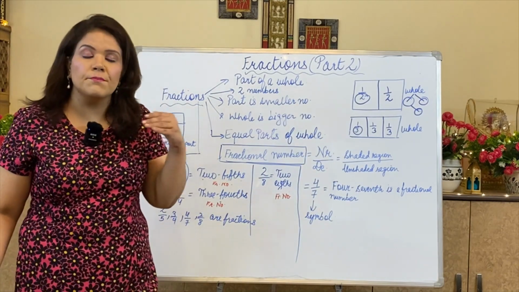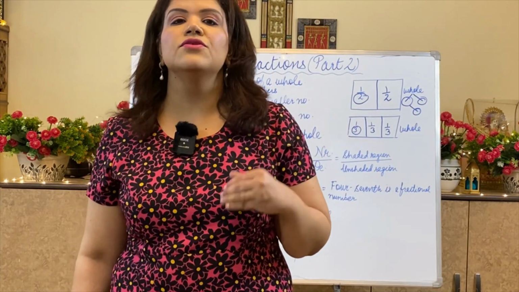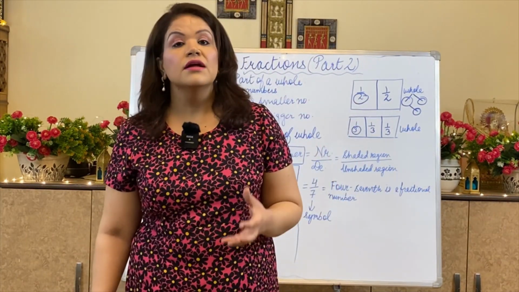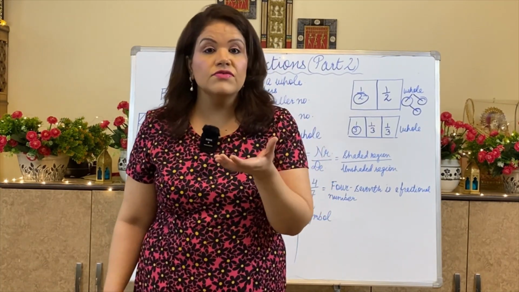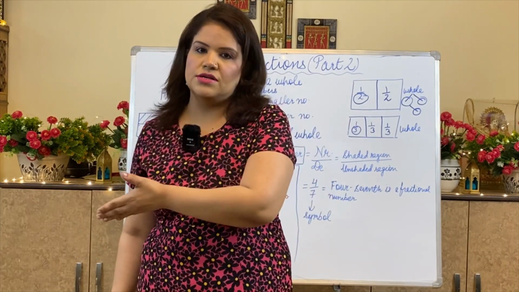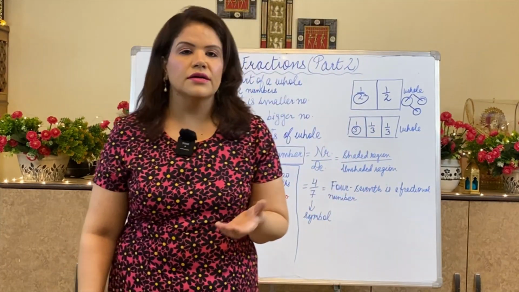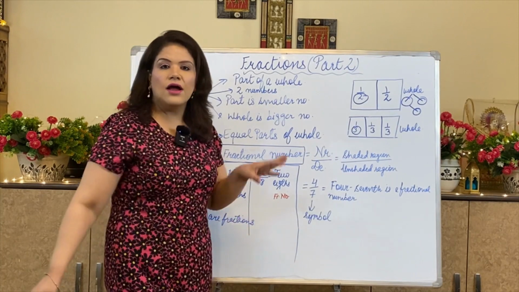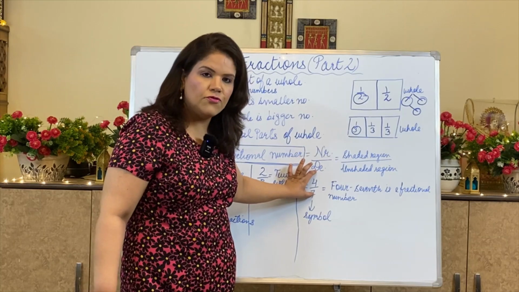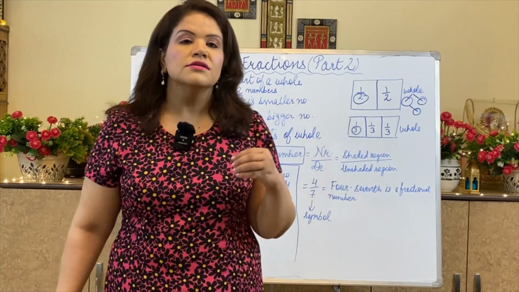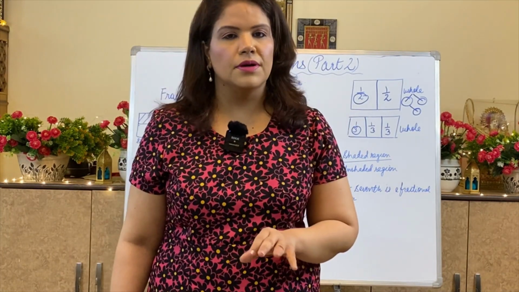So fractional number, when we have to write, we will write the fraction in words. In the denominator, that means the whole has been divided into 7 parts, so that 7 we will be writing as 7 THS. The whole, that means total number of parts in which it has been divided, will be written with THS, and numerator will be written as it is. So when we talk about number form, it's a symbol of a fraction, and when we write it in words, it becomes a fractional number.